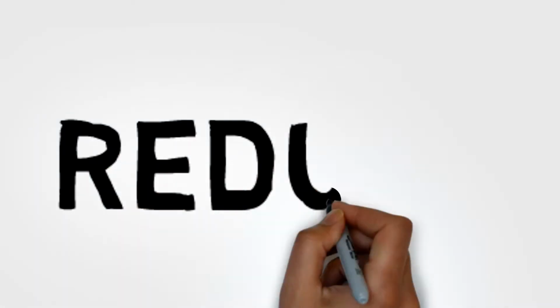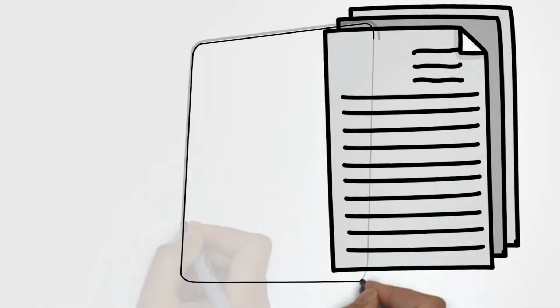The 3 R's: reduce, reuse, and recycle. Reduce. This should be your first priority. So for example, go green and study from electronic devices rather than using paper.